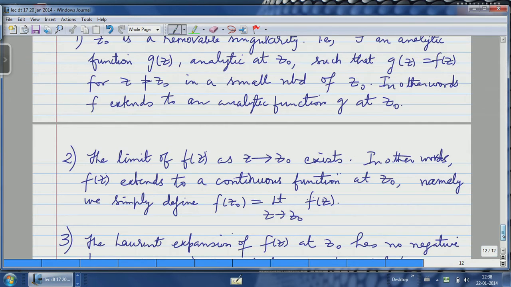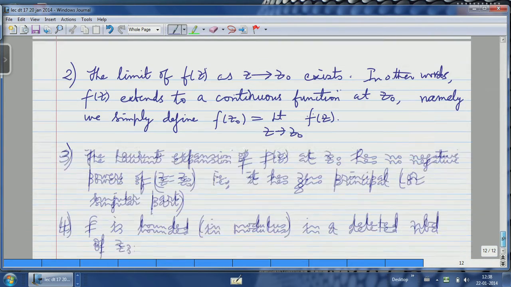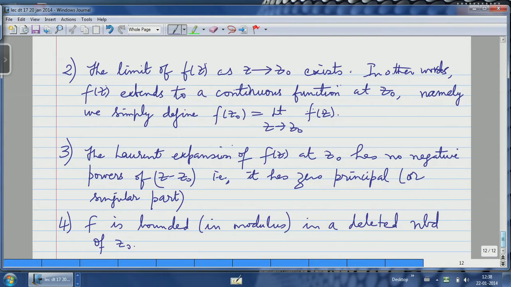So 1 implies 2 is very trivial. I am just trying to see which of the equivalences are easy to deduce. So 1 implies 2 is pretty easy. And I think 2 and 3 are equivalent. 2 and 3 are equivalent.